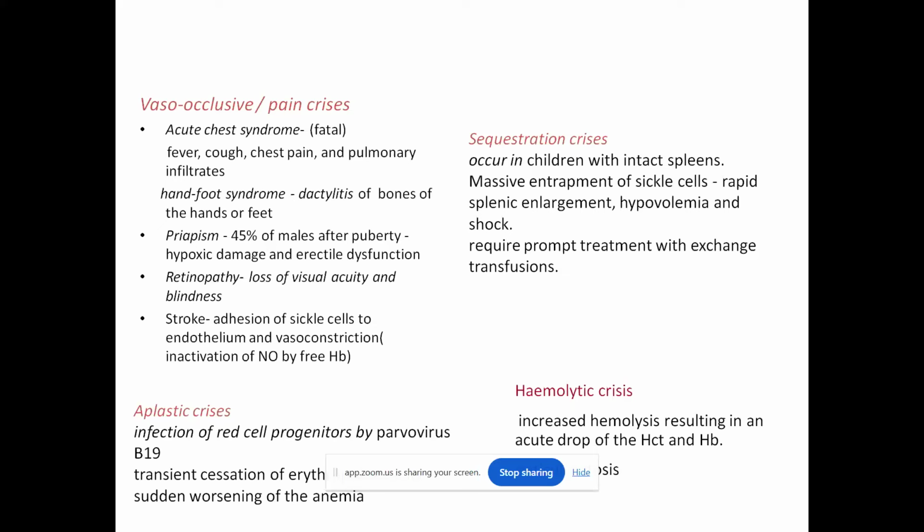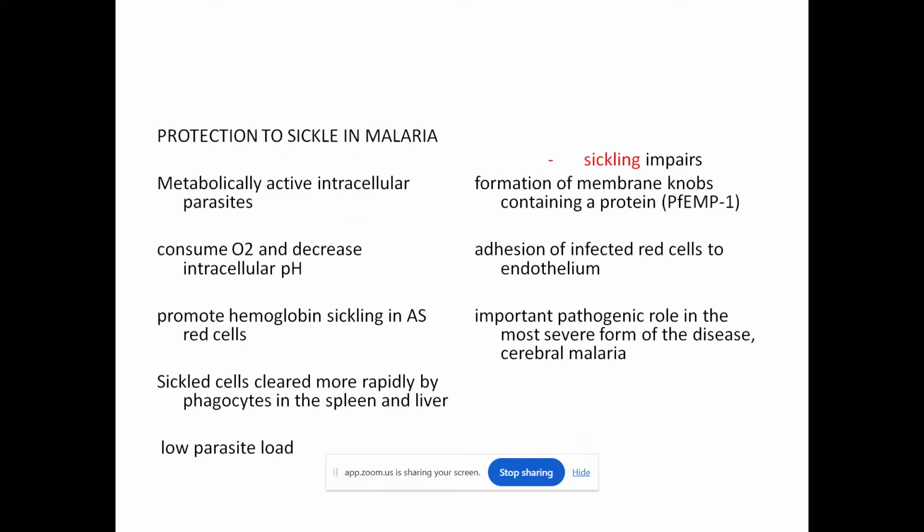What is the sequestration crisis? Usually in children, a massive amount of sickle cells will be trapped within the spleen, producing the sequestration crisis. In the hemolytic crisis, some factors can produce a dramatic increase in hemolysis. In the aplastic crisis, when there is an infection by parvovirus B19, it will suddenly stop the red cell progenitors. So we have four types of crisis in sickle cell anemia: vaso-occlusive or pain crisis, sequestration crisis, hemolytic crisis, and aplastic crisis.